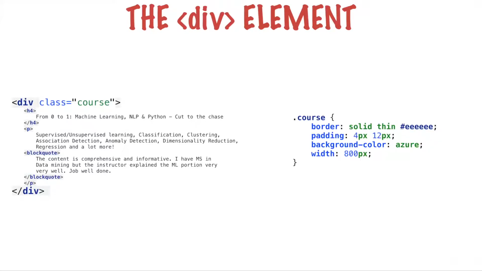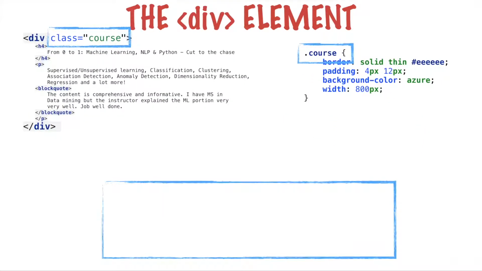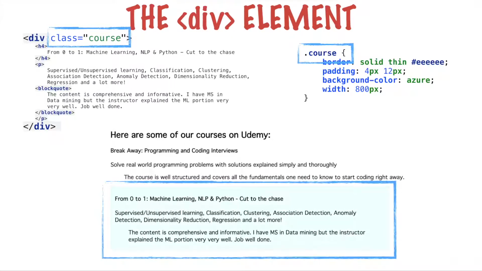We have specified a class name equal to course for this logical grouping of HTML elements. That's what you see highlighted on the left. And on the right, we have a CSS style which works specifically for elements which have class name equal to course. And within this, we can specify whatever styles it is that we wanted: border, padding, colors, and width. And at the bottom of the screen now, you can see how this logical grouping is represented in the browser.